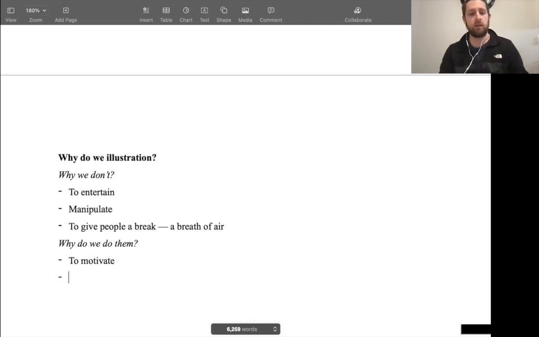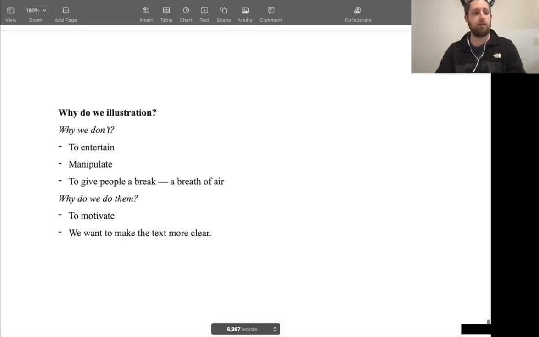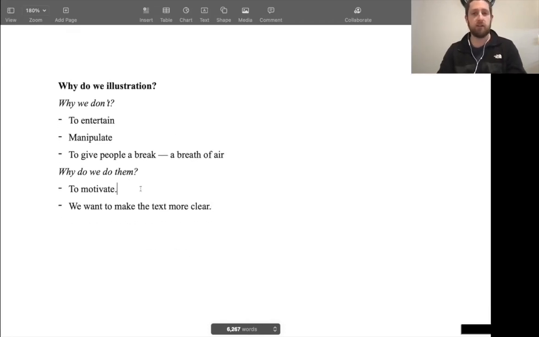Really, what we want is to make the text clear. Or we can say we want to make the text more clear. That's why we illustrate. We illustrate because there are parts of the text that are difficult to understand, and we don't think explanation alone properly helps the audience understand what we're saying. There's more that could be said. There's more ways we could talk about it.